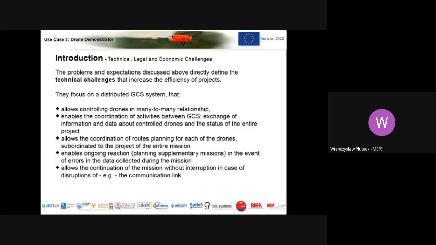Another challenge is to allow for a coordination of route planning for all the drones participating in the project. To make the project flow without any breaks or obstacles, this route planning should be fluent. And also the system should enable an ongoing reaction to different events or errors that can occur during the project. For example, should plan supplementary missions. If one drone for any reason stops the flight, the system must plan supplementary missions so the next drone can start and continue the remaining part of the operation.